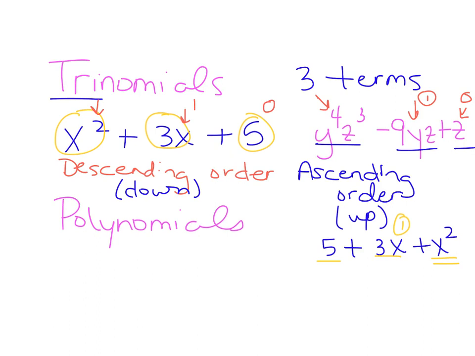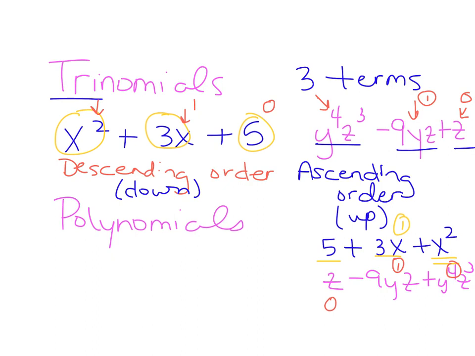Now, in the second trinomial, if I said according to y, we would again just write it backwards: z minus 9yz plus y to the 4th, z to the 3rd. And again, if you look at just the y's, there's 0 y's here, the power on this y is 1, and the power on this y is 4. So 0, 1, 4 goes up, ascending order.